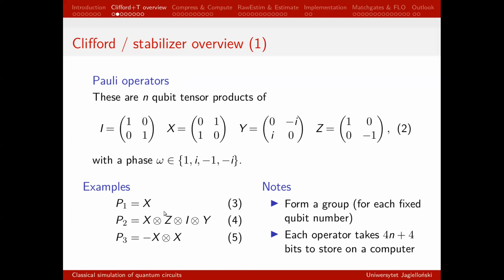Here are just some examples of things I call parity operators. And if you fix the number of qubits to be 4, then you have a group of things that look a bit like this, with X's, Z's, and I's in different slots.